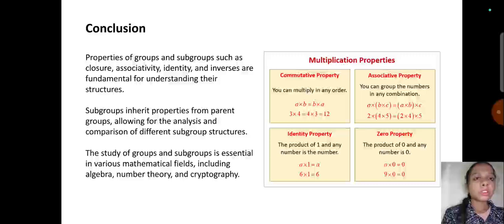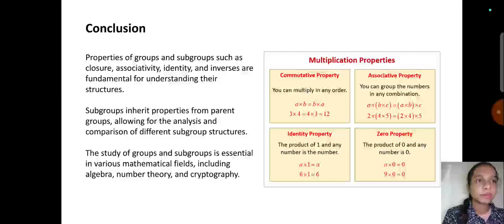And conclusion about these groups and subgroups. Properties of groups and subgroups such as closure, associativity, identity, and inverses are fundamental for understanding their structures. Subgroups inherit properties from parent groups, allowing further analysis and comparisons of different subgroup structures. The study of groups and subgroups is essential in various mathematical fields, including algebra, number theory, and cryptography.